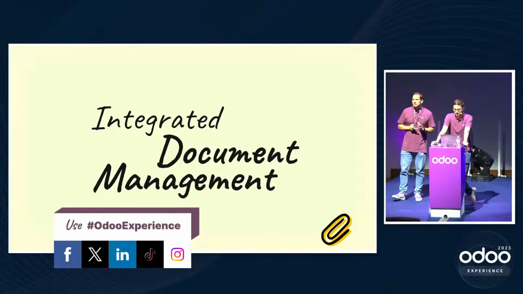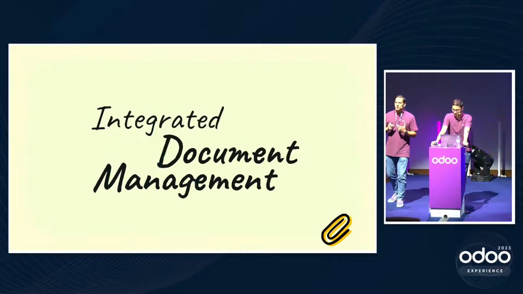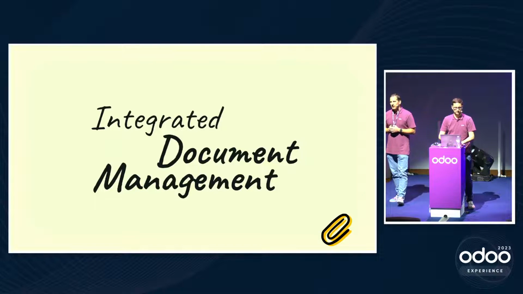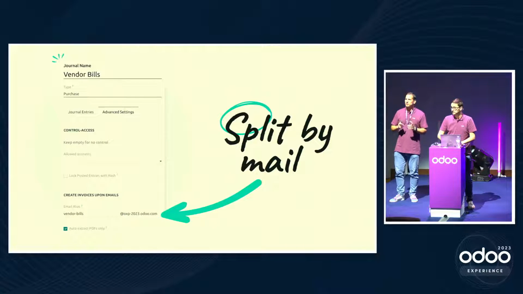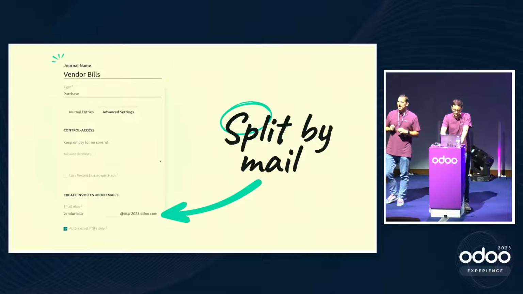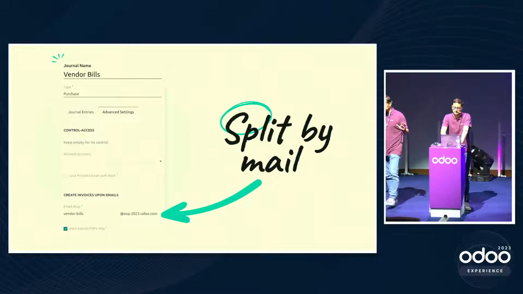Okay, so let's continue with document management, because having an integrated document management system is key in order to have a fluent accounting process. First of all, from now on, you can send multiple PDF files directly by mail into your accounting application, and we will make sure to split them for you. Of course, you can still use a document application upfront, but if you activate the feature on the journal, we will make sure to split all the different documents and create as many vendor bills as you have PDF files attached.